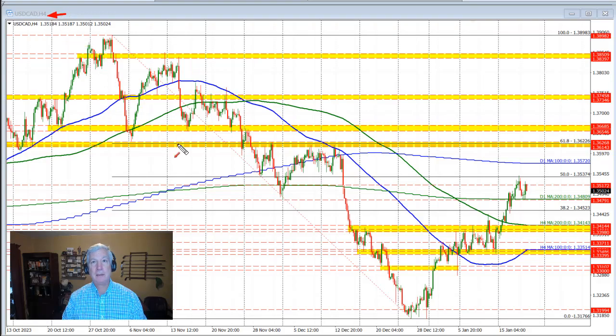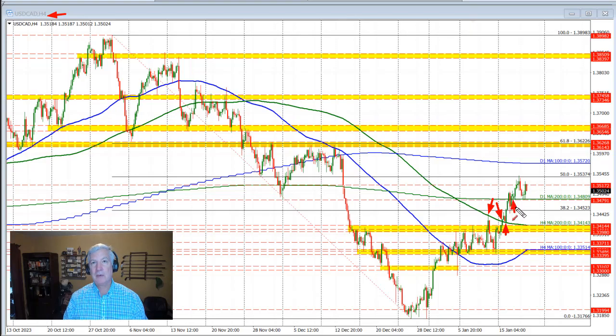If we look at the price action in trading this week, we saw the price first move above the 200 bar moving average on the 4-hour chart. We found support against it and pushed higher. We moved above the 38.2 and traded above and below this green line right here. This green line represents the 200-day moving average, an overlay on this 4-hour chart. As you can see, the price traded above and below it.